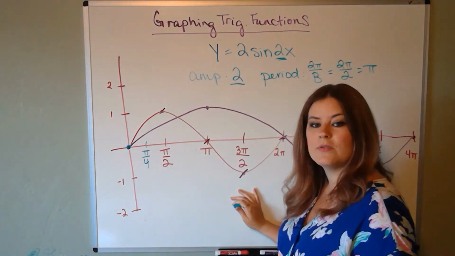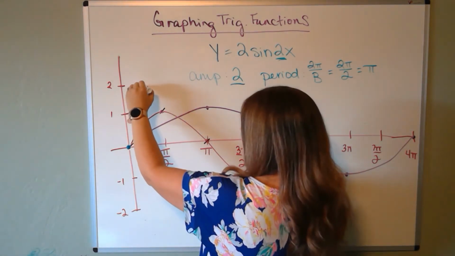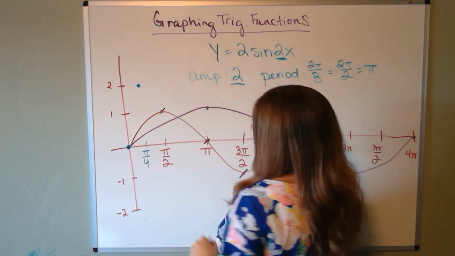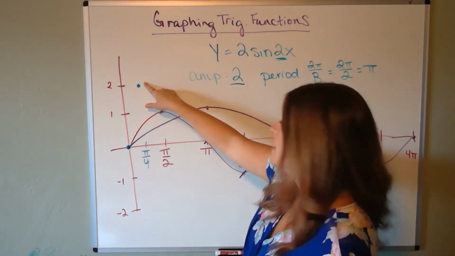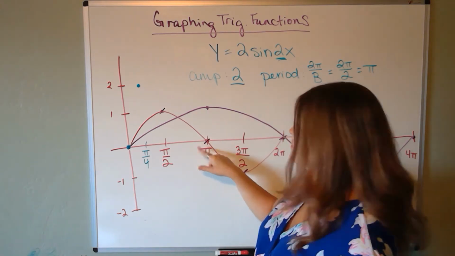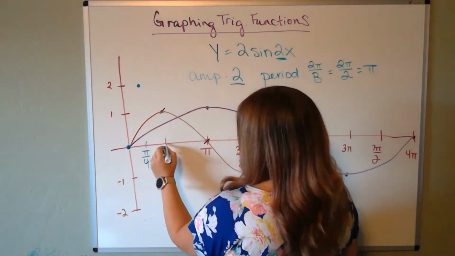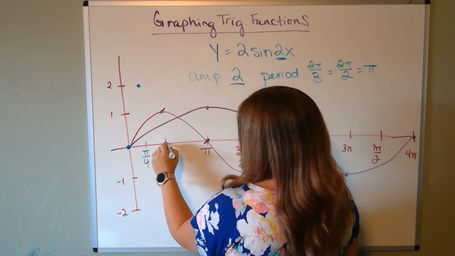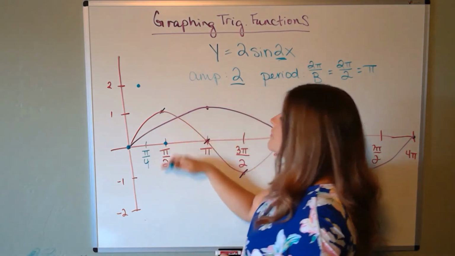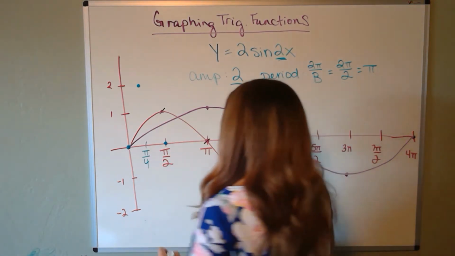Let's take our amplitude into account. I'm not going to hit 1 now because the amplitude is 2. My high point will be at 2. So we got the 0, 0, the high point. What's next? Our x-intercept used to be at pi. The period cuts it in half, so it's going to happen at pi over 2. And is the amplitude affecting this value? No, the amplitude doesn't affect. It still hits on the x-axis.